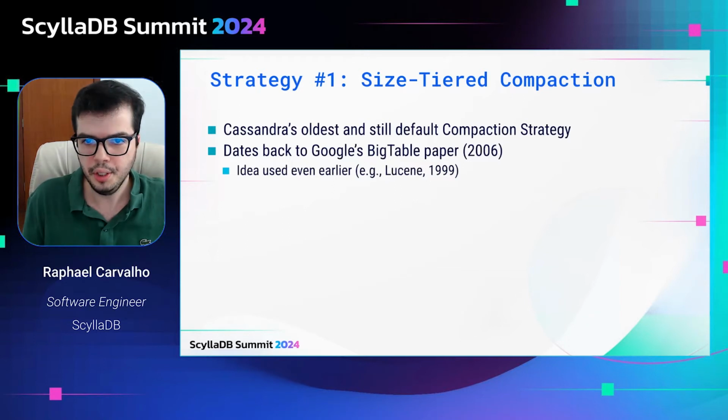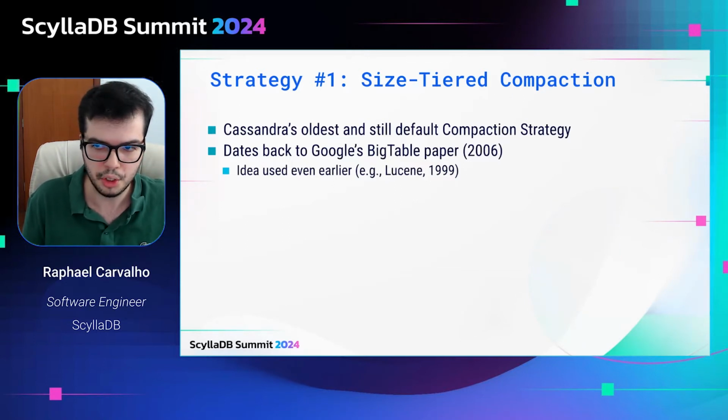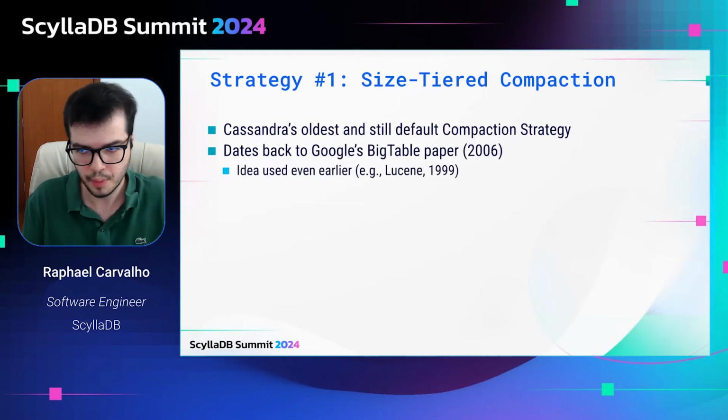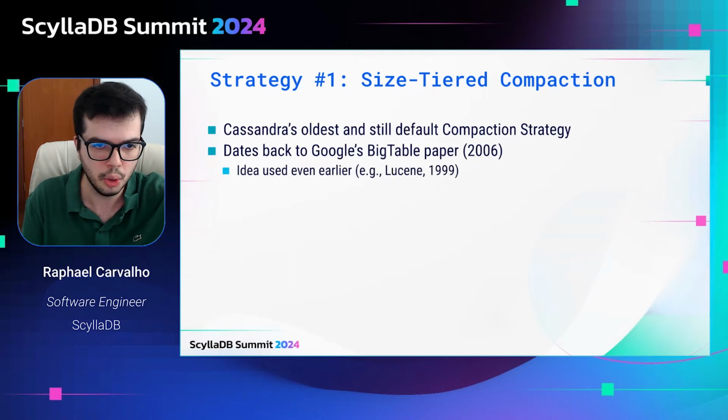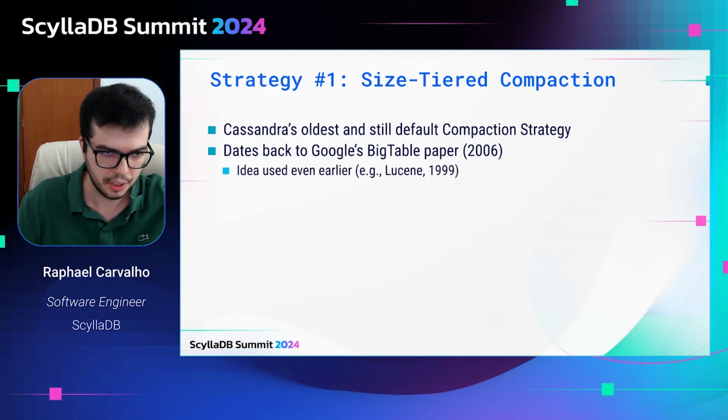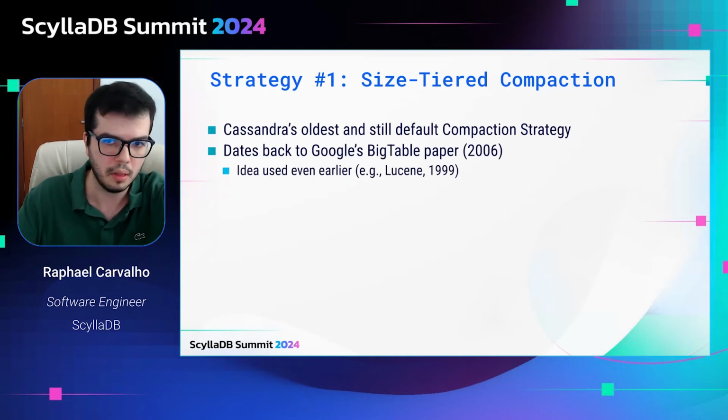So size-tiered has several compelling properties. It's the default compaction strategy in Cassandra and ScyllaDB. In ScyllaDB, actually, there is ICS, which is like size-tiered 2.0, with several advantages over size-tiered, and I'm going to talk more about that later.